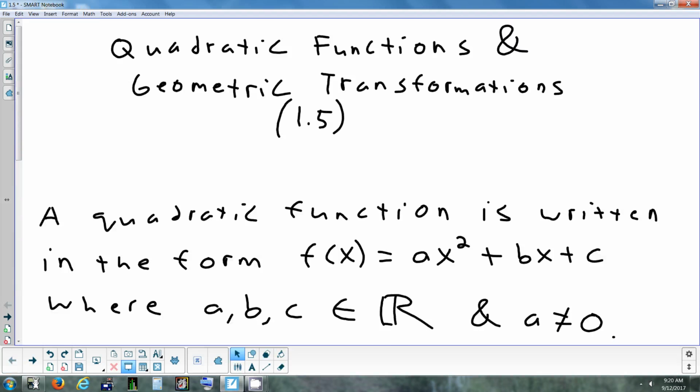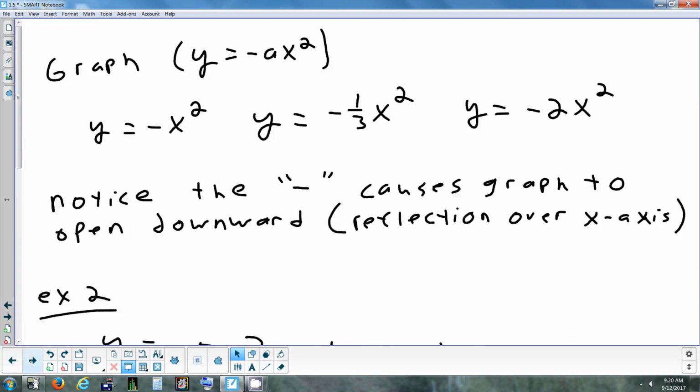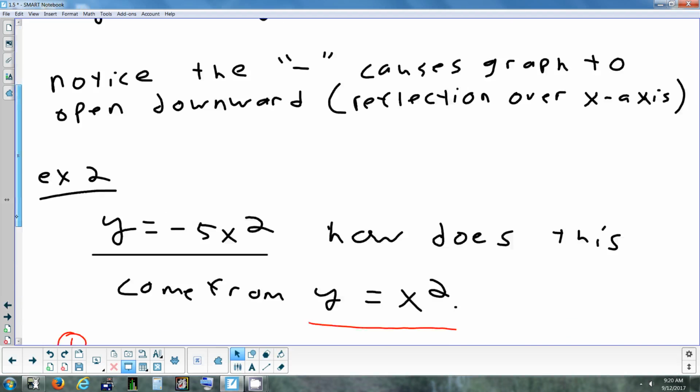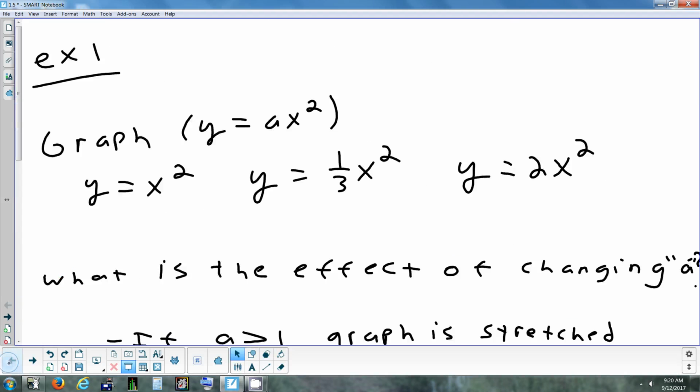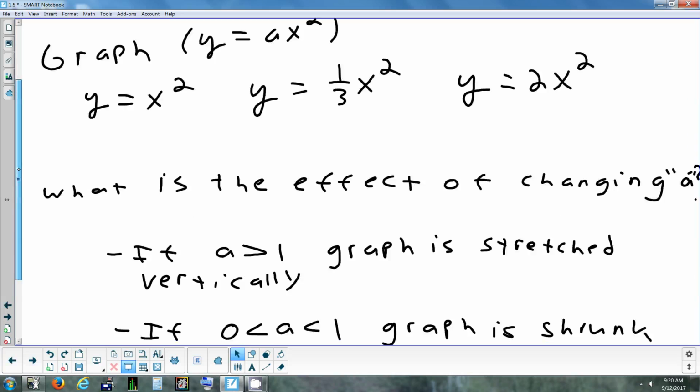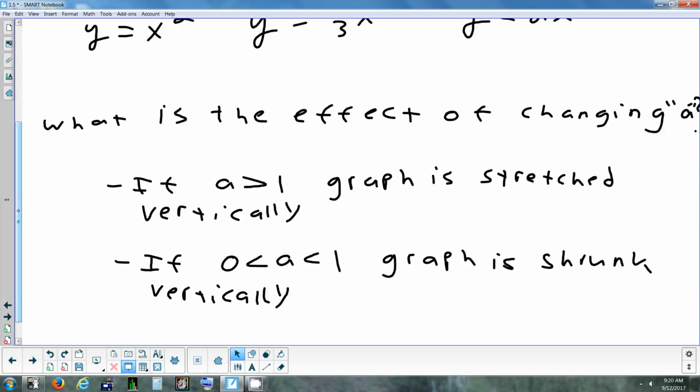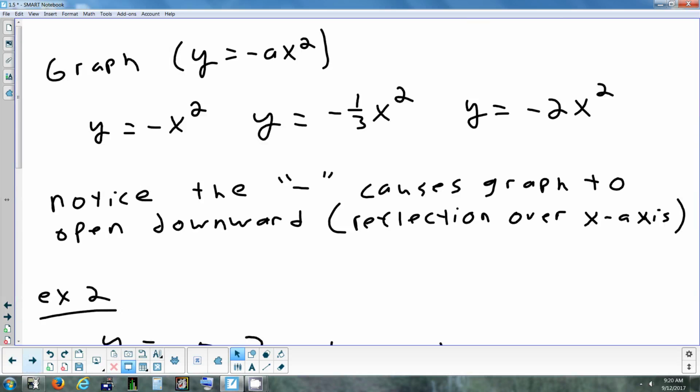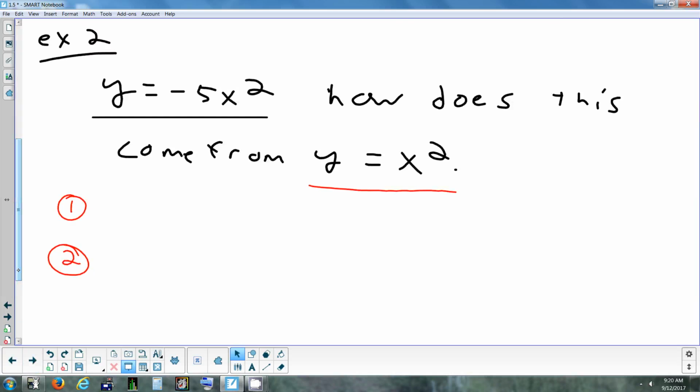Yeah. So it's going to, I think I had it here. Right here. So if A is greater than 1, the graph is stretched vertically. If A is between 0 and 1, it's compressed. So it's going to stretch vertically, and we say it stretches vertically by a factor of 5. So vertical stretch, but you have to tell me by how much. Okay, by a factor of 5.